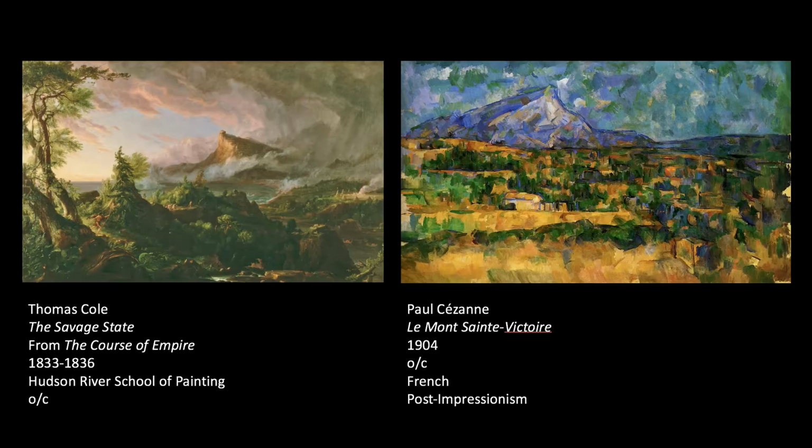Going on to Thomas Cole and Paul Cézanne. So this would be a landscape representation of naturalism versus abstraction. So Thomas Cole has a highly rendered, naturalistic and very detailed depiction of a space. And the three-dimensional space is clear.